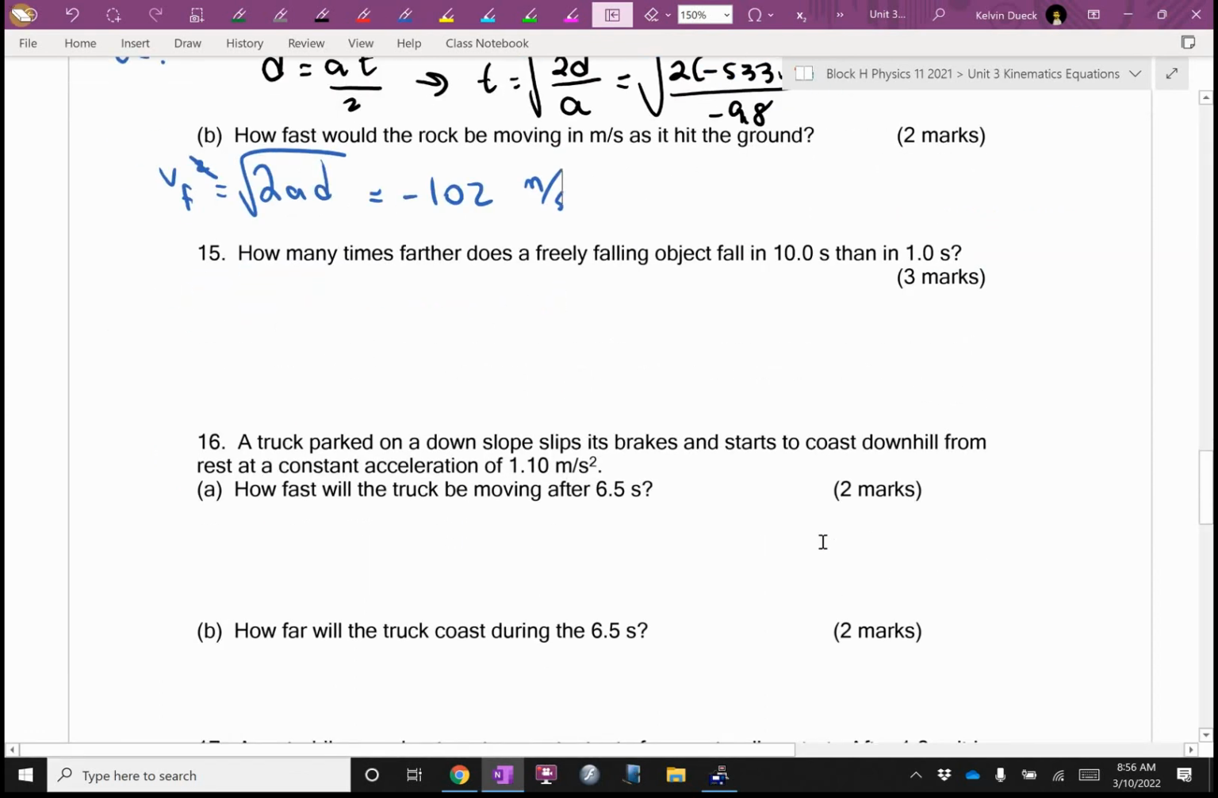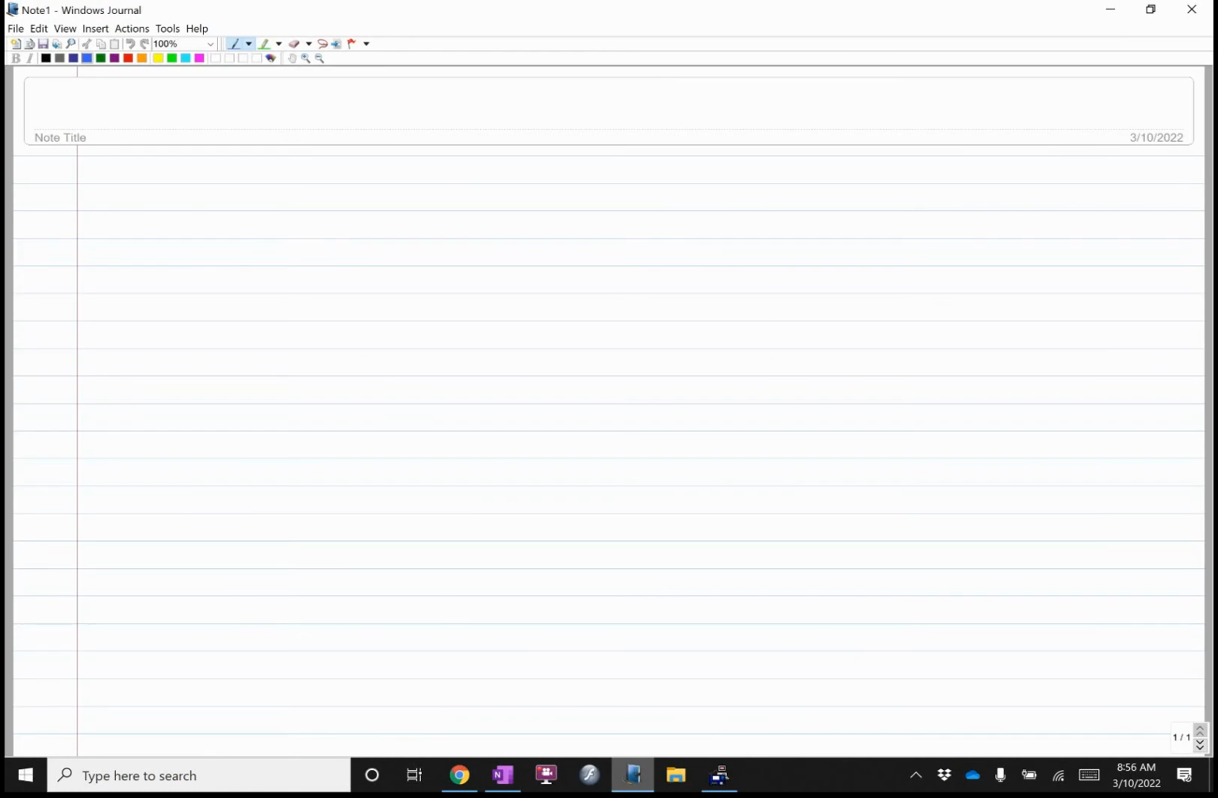The next question that I thought was a little bit sneaky was number 15. Number 15, I haven't asked one like this. How many times farther does a freely falling object fall in 10 seconds than in 1 second? What? The first thing I had to figure out is, how do I figure out how many times bigger something is?